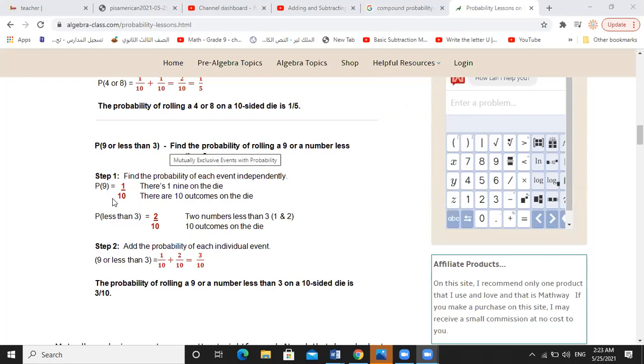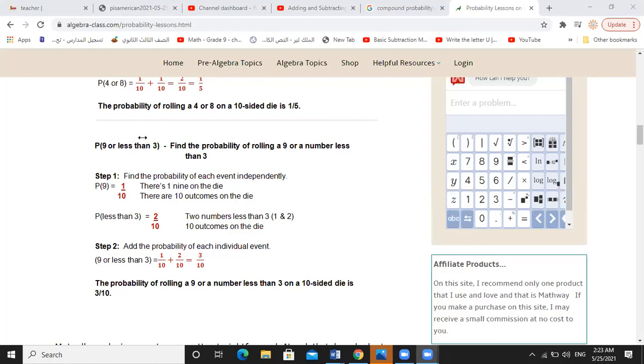So the answer for this question now will be the probability of 9 or less than 3. As we said, we are going to look for 9. How many 9s in the die? We found 1 over 10. The numbers less than 3, you told me 1 and 2, so the probability was 2 out of 10. Then we will add them together. 1 over 10 plus 2 over 10, so the answer will be equal to 3 over 10. So the probability of rolling a 9 or less than 3 on a 10-sided die is 3 over 10.